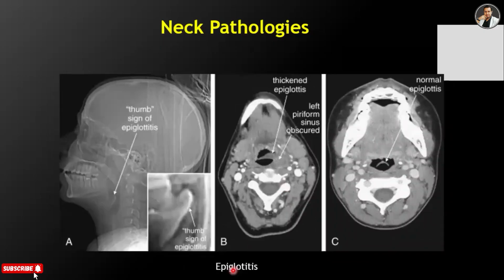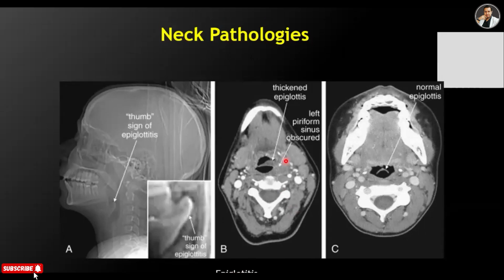And this is an example of epiglottitis. Epiglottitis is a process that changes the voice of our speech. Now this is a normal thin epiglottis. But this is an abnormal thickened epiglottis.